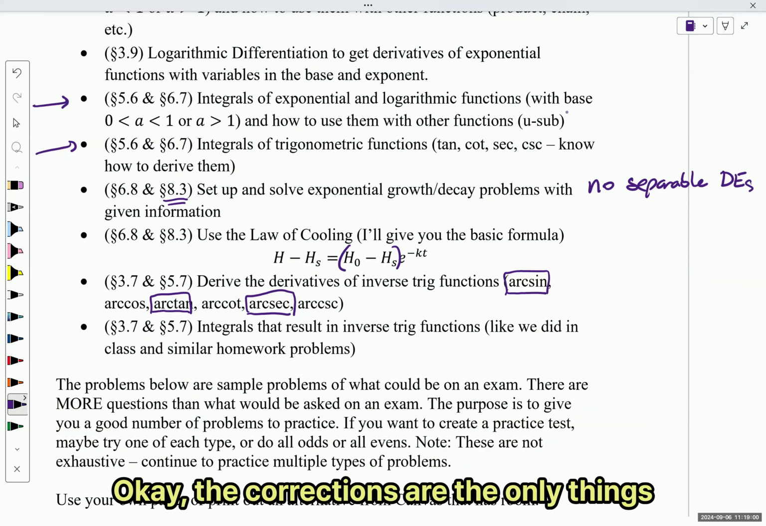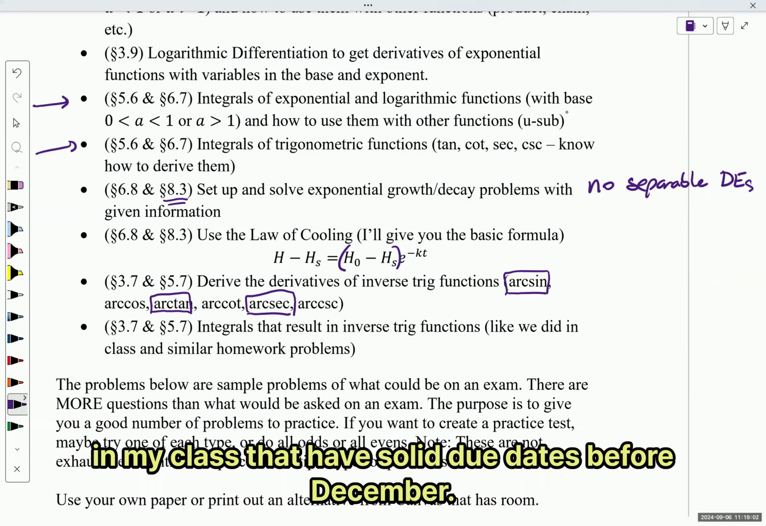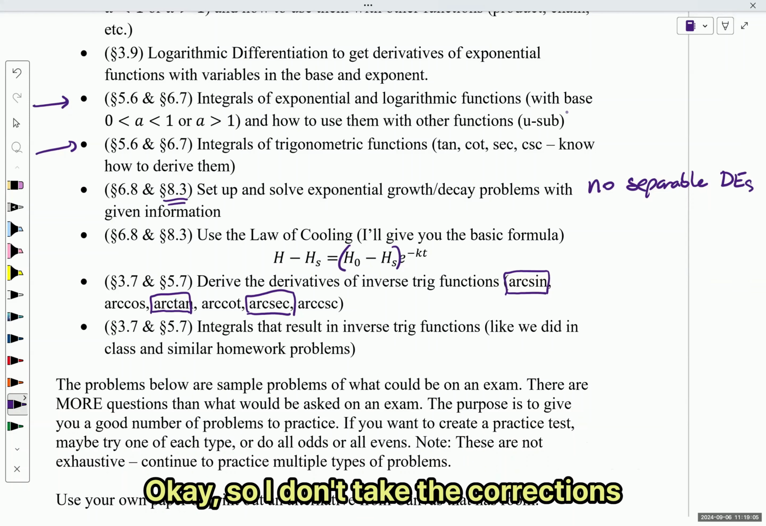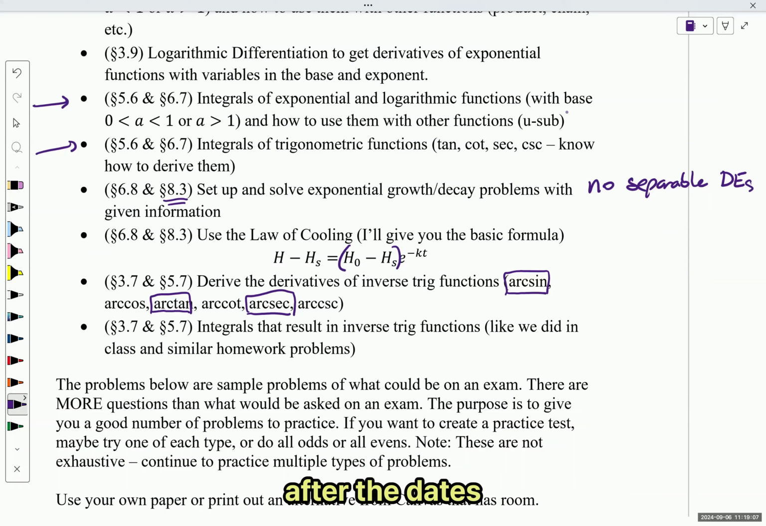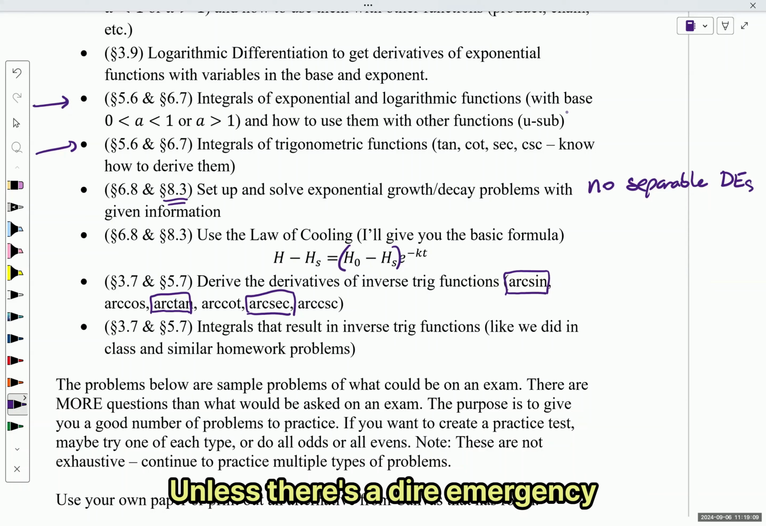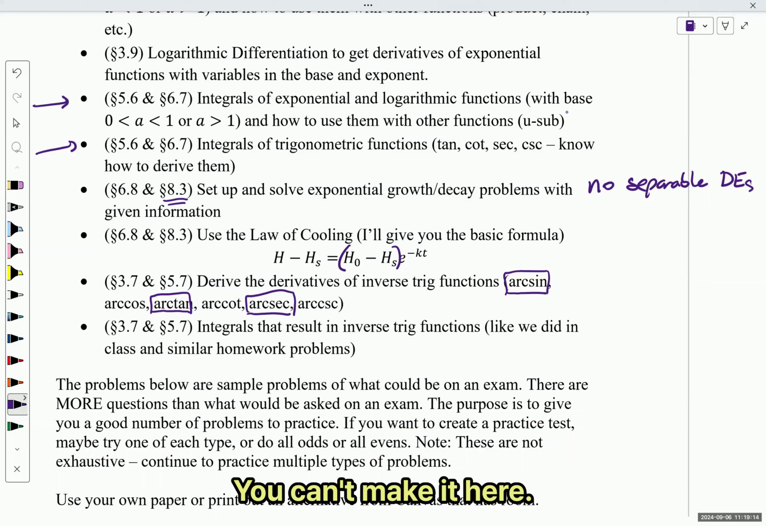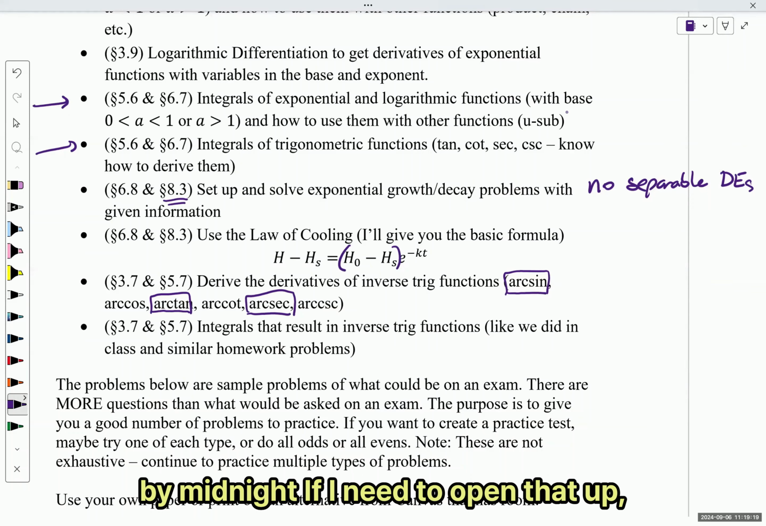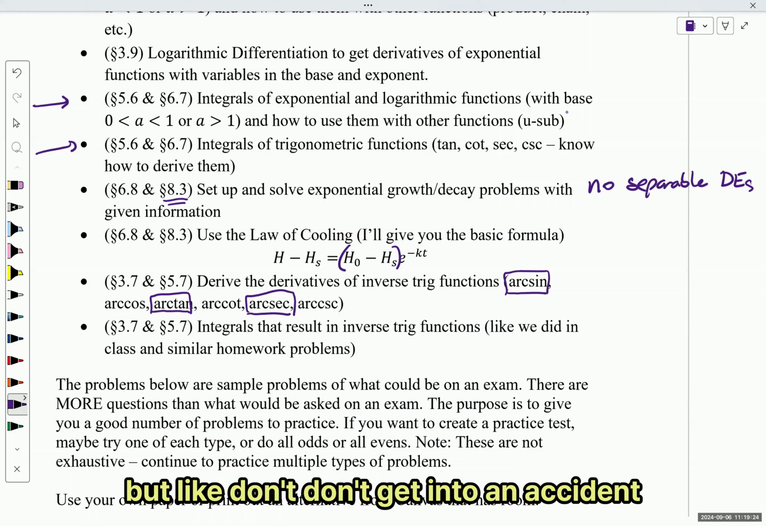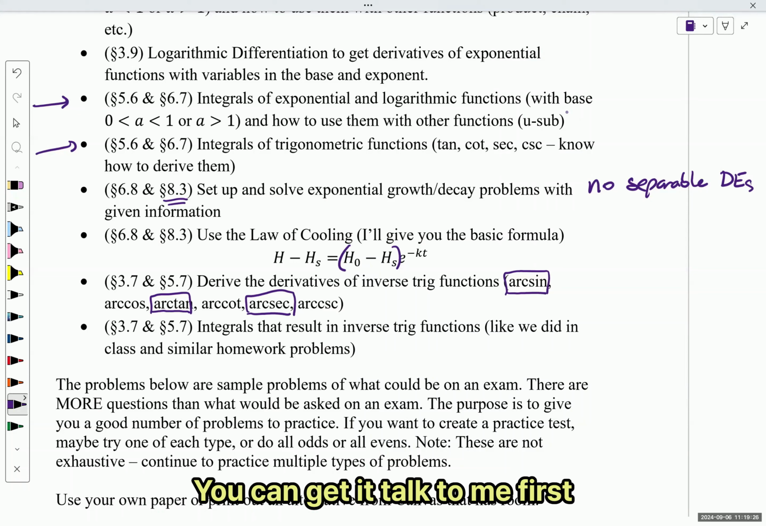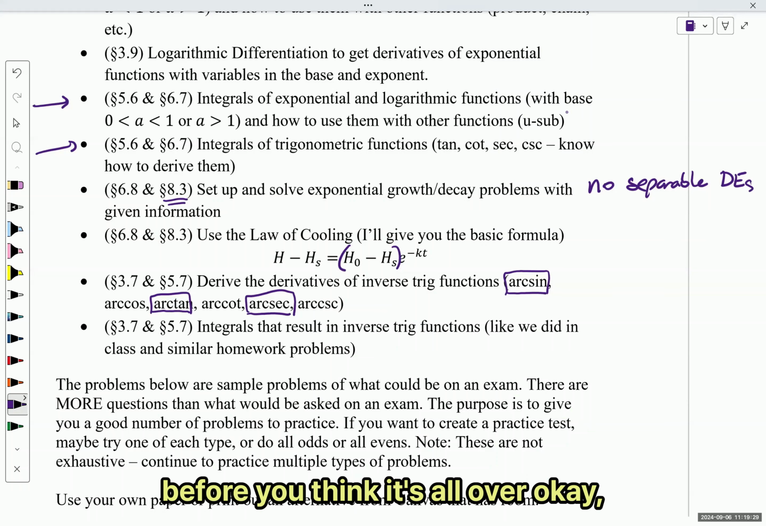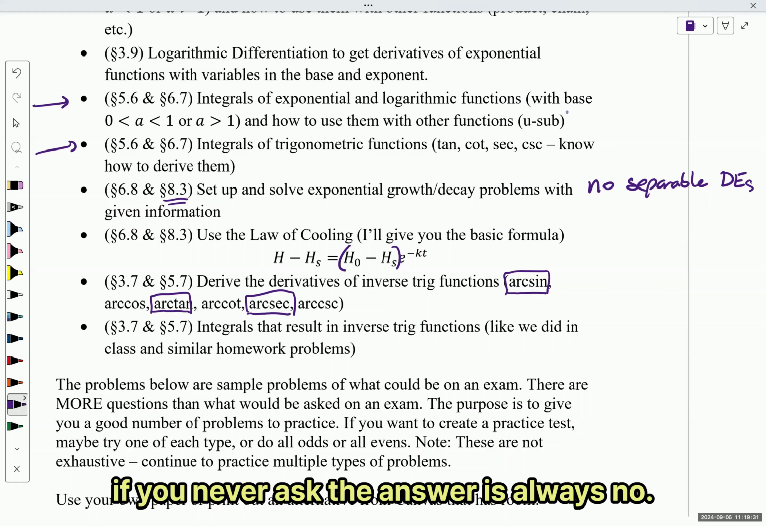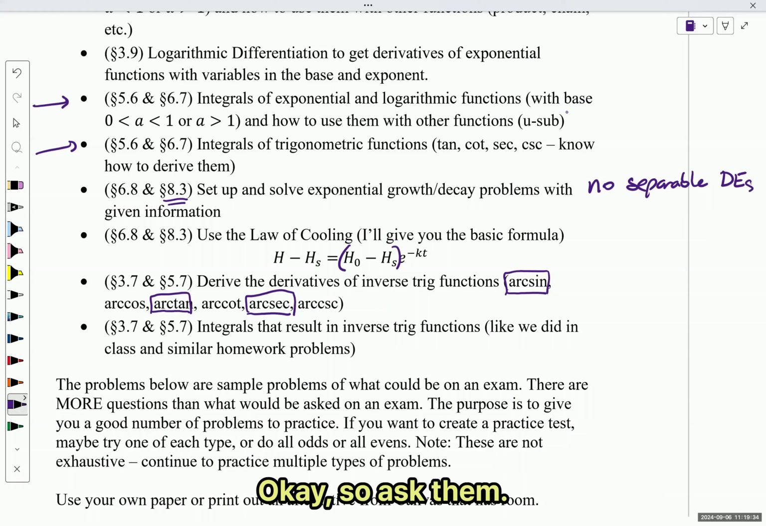The corrections are the only things in my class that have solid due dates before December. So I don't take the corrections after the dates that are posted in Canvas. Unless there's a dire emergency and you got in a car accident and you can't make it here. Scan it and upload it by midnight. If I need to open that up, I can. I'd rather have the physical copy, but don't get into an accident, or if you're sick and you can't come, I can get it. Talk to me first before you think it's all over. If you never ask, the answer is always no. So ask me.